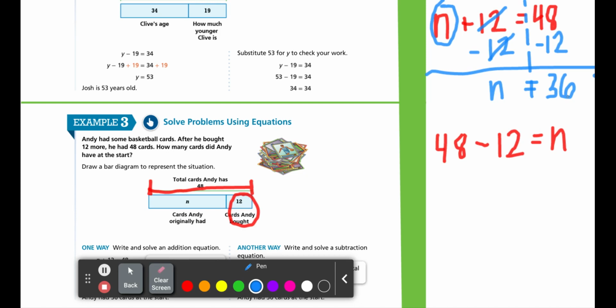Now let's solve our second equation here. I'm going to draw a dotted line down the middle. Well, look, my variable n is already alone. So that means all I have to do is evaluate that left side of the equation. 48 minus 12, 36. 36 equals n. So there were two ways to solve this equation. Either way, if we plugged it in to check our answer, we would get the same answer.